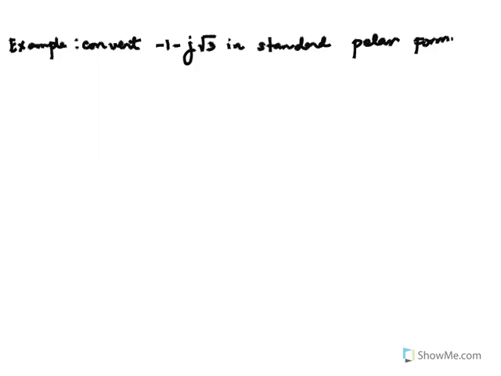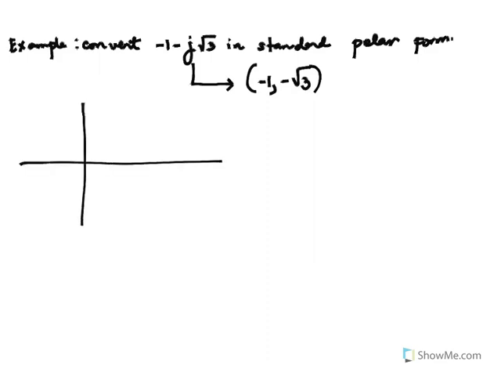Next, convert to polar form negative 1 minus j square root of 3. Okay, this one is associated with the point negative 1, negative square root of 3 on the Cartesian plane. So, i-draw natin yan. Nasa third quadrant. So, you have here negative 1, halimbawa, negative square root of 3. So, this is your point.